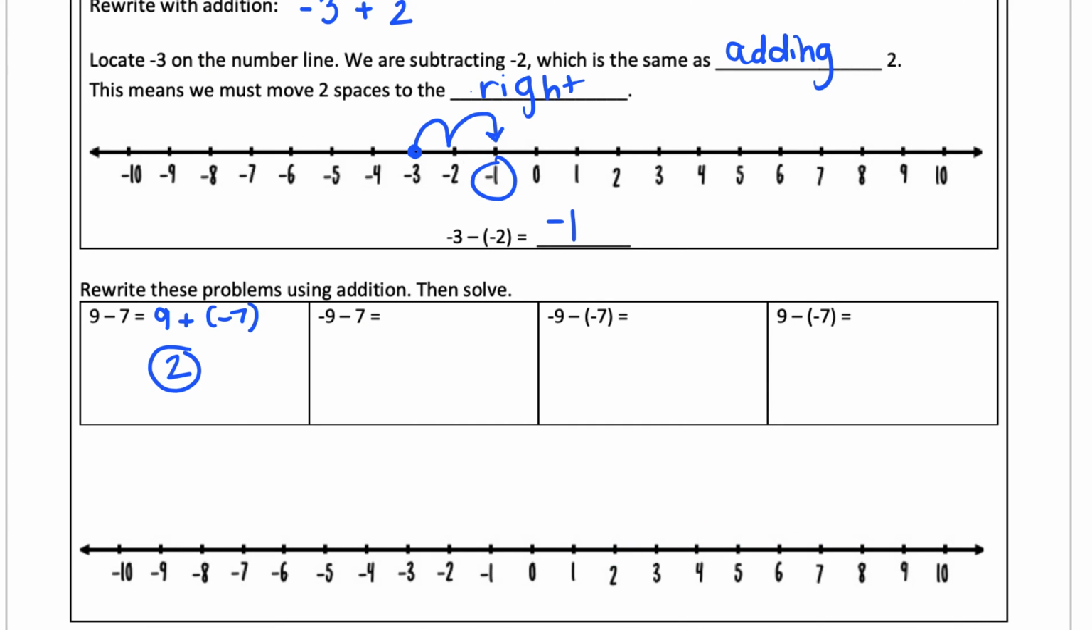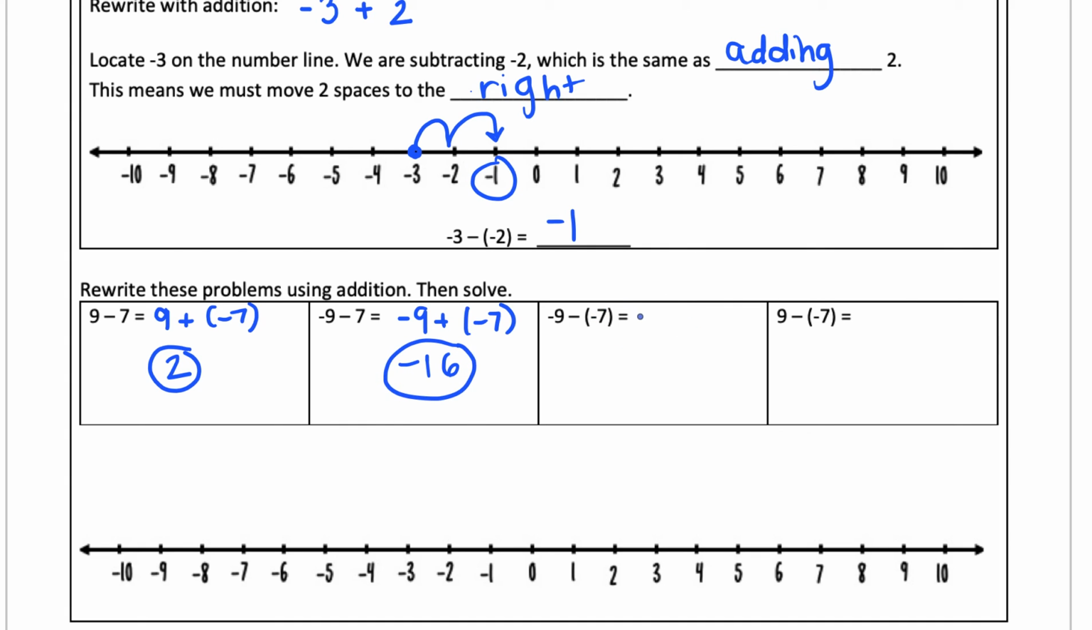In my next problem, I have negative 9 minus 7. I'm going to rewrite this as negative 9 plus, and I'm going to take the opposite of 7, which is negative 7. So now I'm adding two numbers that have the same sign. Remember we learned above for adding integers, if the signs are the same, add them and keep their sign. So 9 plus 7 is 16, and since these were both negatives, my answer is negative 16.